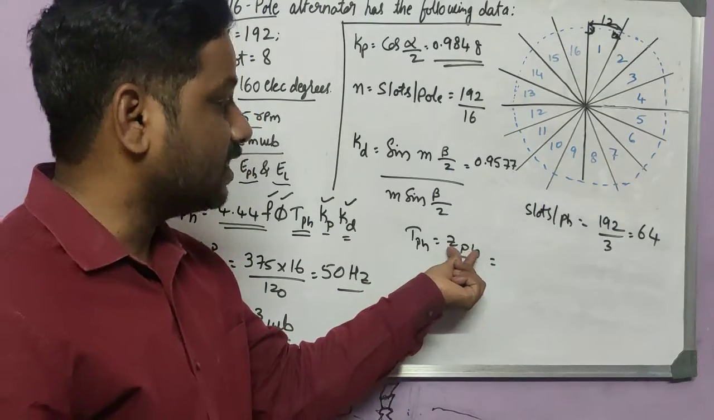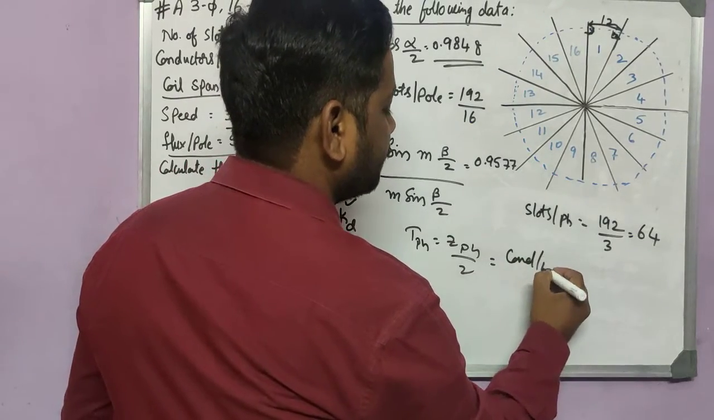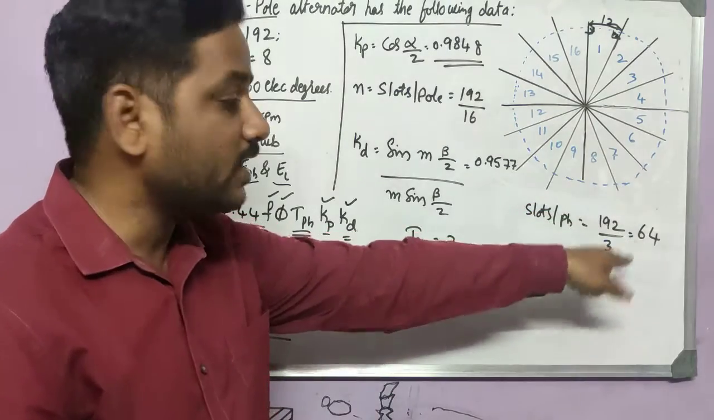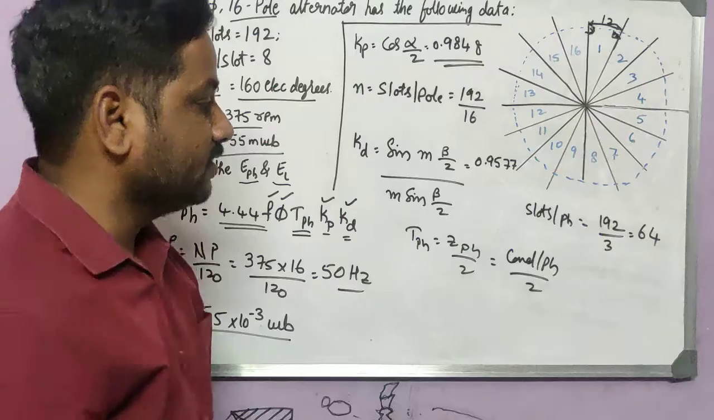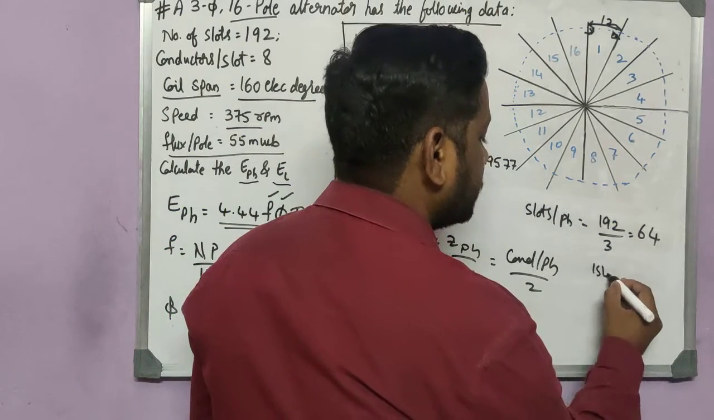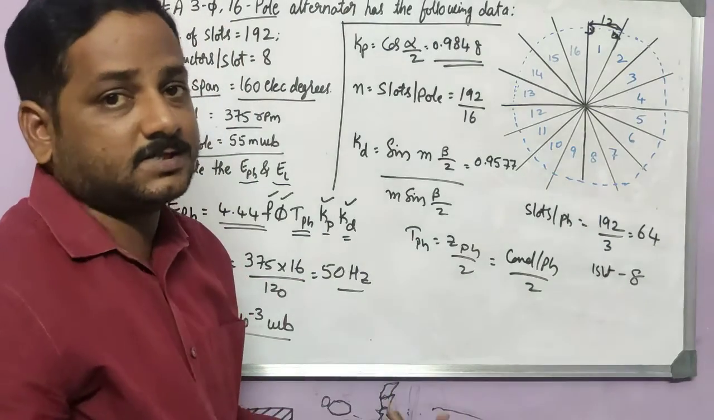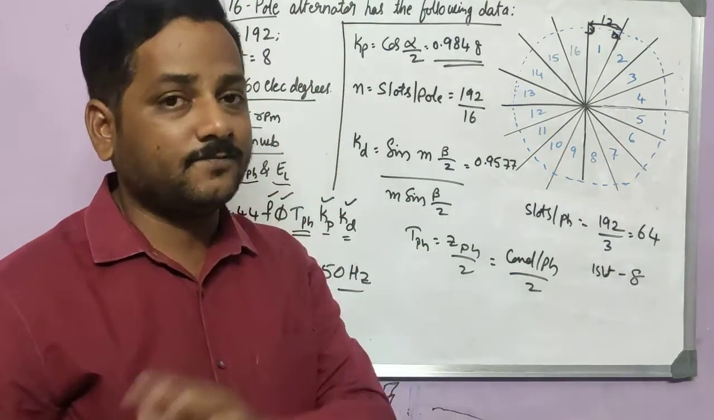But here I want conductors per phase. Z phase is nothing but conductors per phase by 2. But I got slots per phase. Why have I done that? Because I know that conductors per slot are 8. So for one slot we have 8 conductors, means for 64 slots how many conductors, that's how we need to find. Now I will repeat this concept again, so be careful about it.